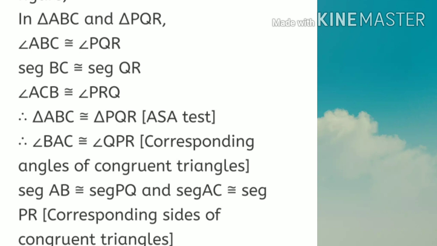That means if two triangles are congruent, then the remaining parts are also congruent. So here the remaining parts, two sides and one angle. So the two triangles are congruent, the remaining two sides and one corresponding angle are also congruent. That is called corresponding side and corresponding angle of congruent triangle.